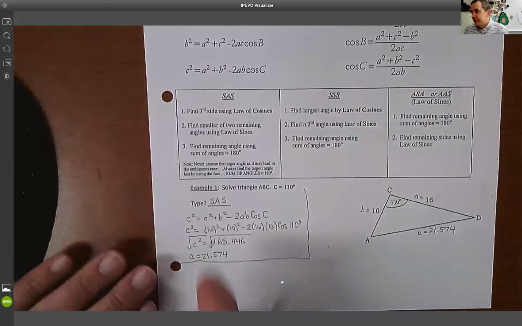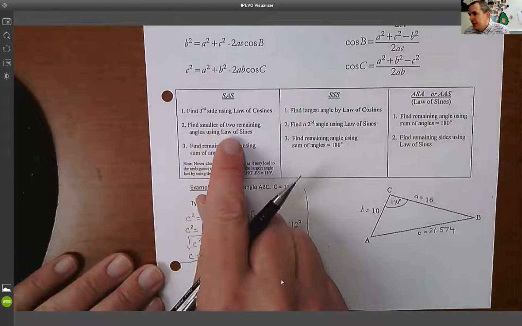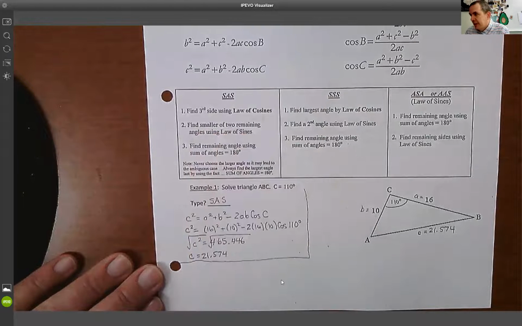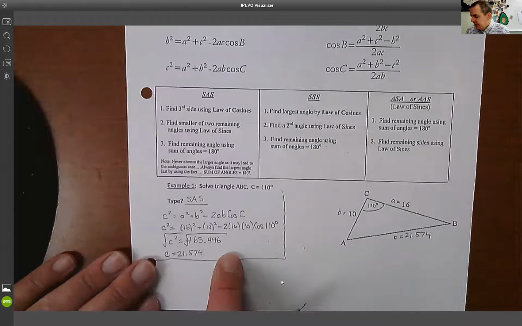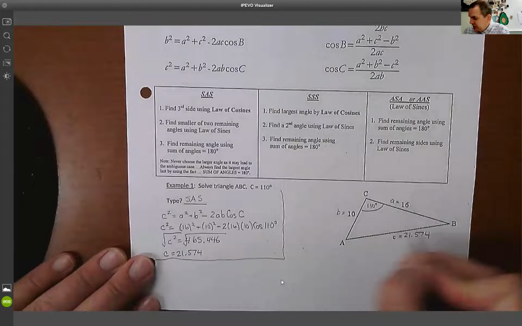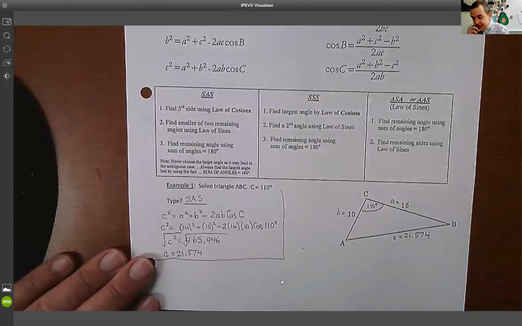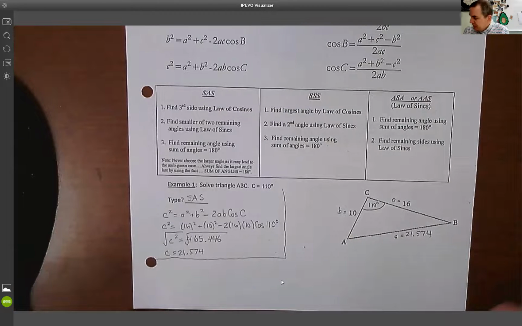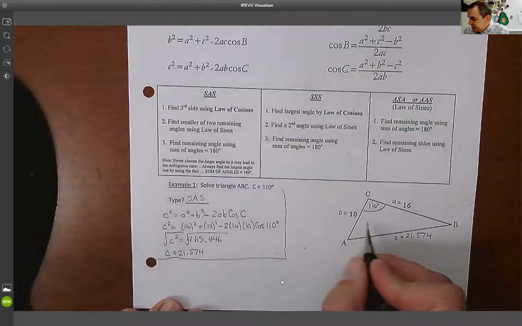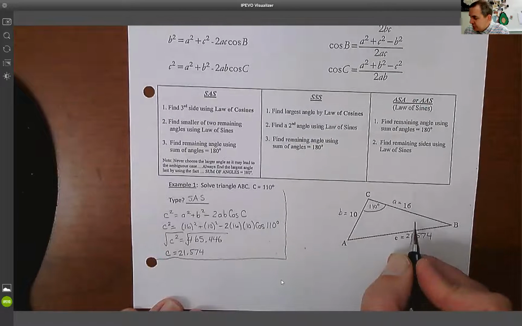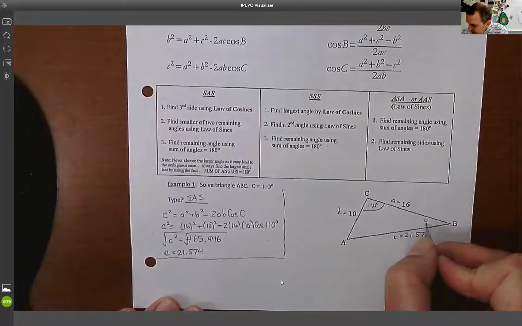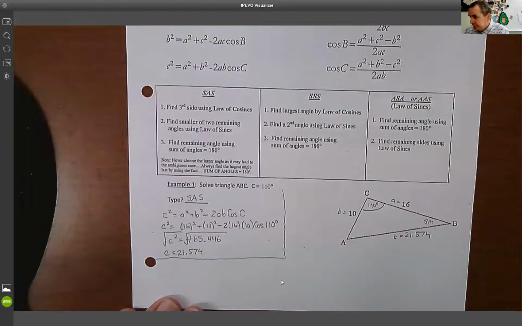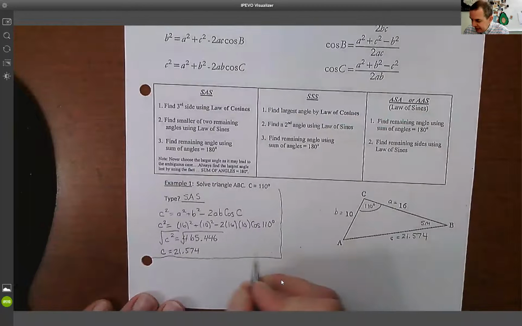And the rule is this: we want to find the smaller of the two remaining angles. So in this case, we still need to find A and we still need to find B. And in this case, which angle is smaller? If you remember correctly, the smallest angle will be opposite the smallest side. So this is going to be the smaller one, that angle B.